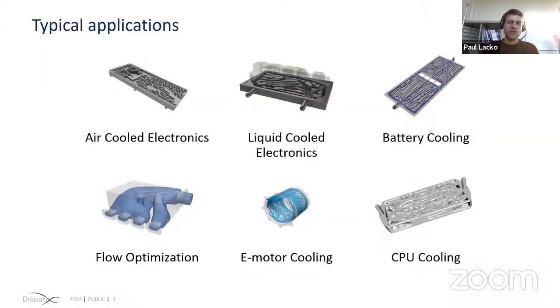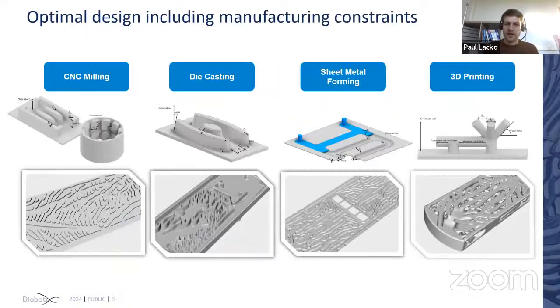Here are a number of optimized designs that we have delivered in the past. And as you can see, typical applications include both conjugate heat transfer as well as flow optimization for various material phases and physical conditions, such as natural or forced convection. So this has already been mentioned in previous presentations.